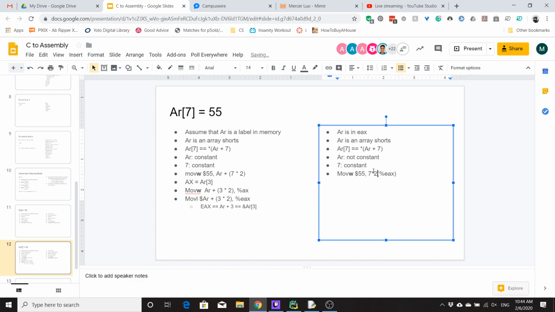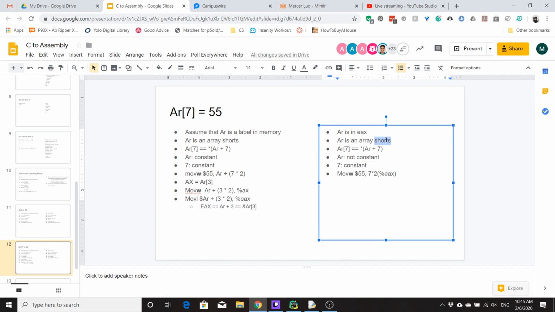Any questions before we go to the next example? Yeah. Because it's an array of shorts, and shorts are 2 bytes big, and the W suffix means 2 bytes. All right, the L suffix is how many bytes? 4 bytes, right? And we don't want to move 4 bytes because that would be moving 2 shorts instead of 1.